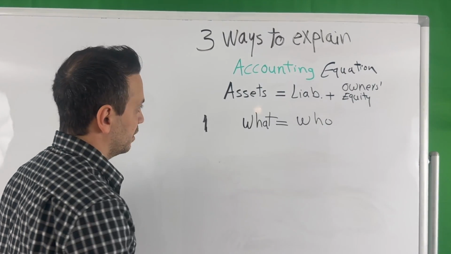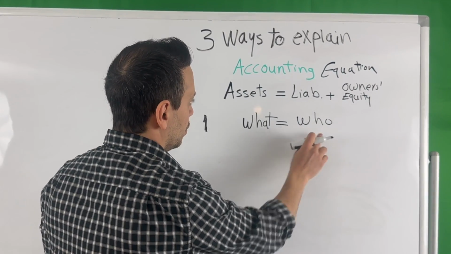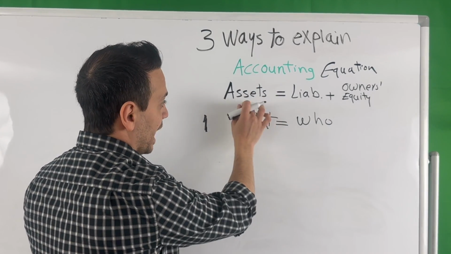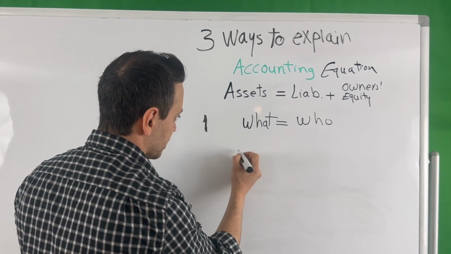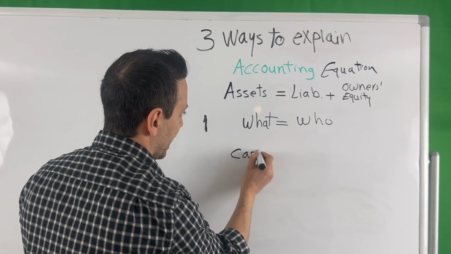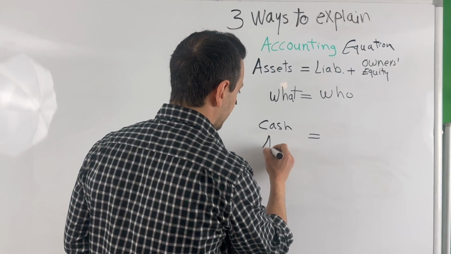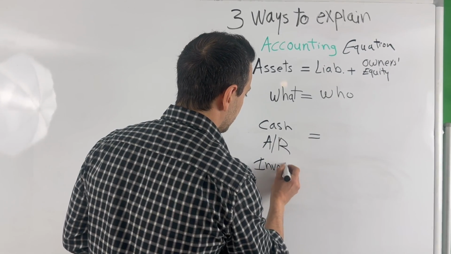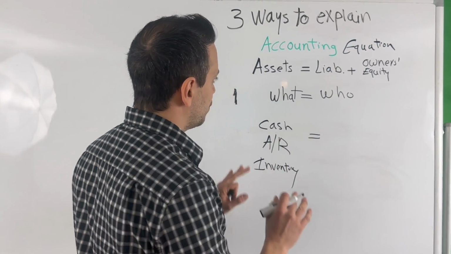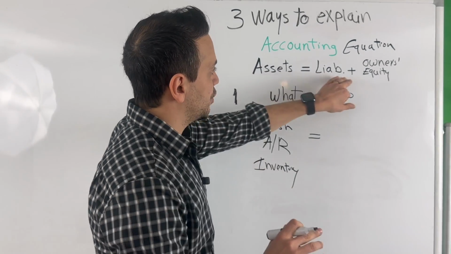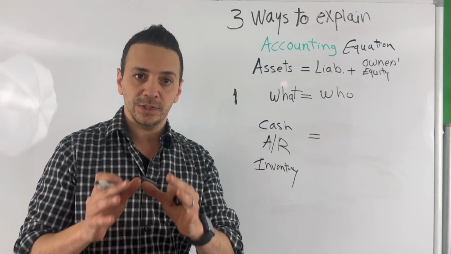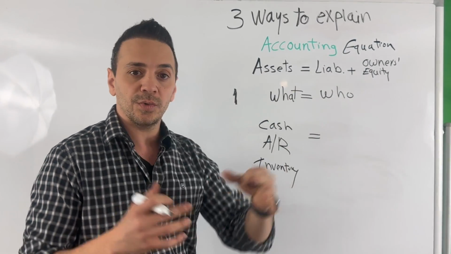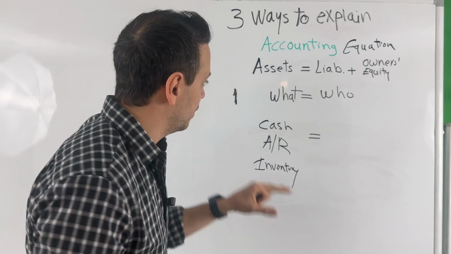All right, so with method number one, the what equals the who, what we're talking about here is assets is our what. So what do we have as assets? What are the types of assets that you usually see? You have cash, right? You got your accounts receivable. You got your inventory. So in this case, what we're saying here is that the accounting equation is only trying to list what you have. So the what is what we own, is the assets, and the who is who has the right to these assets, right?